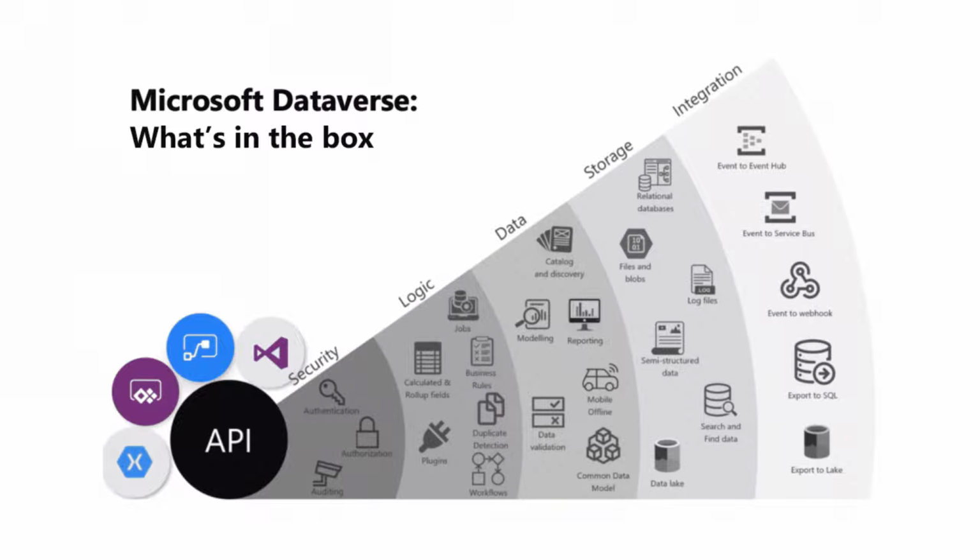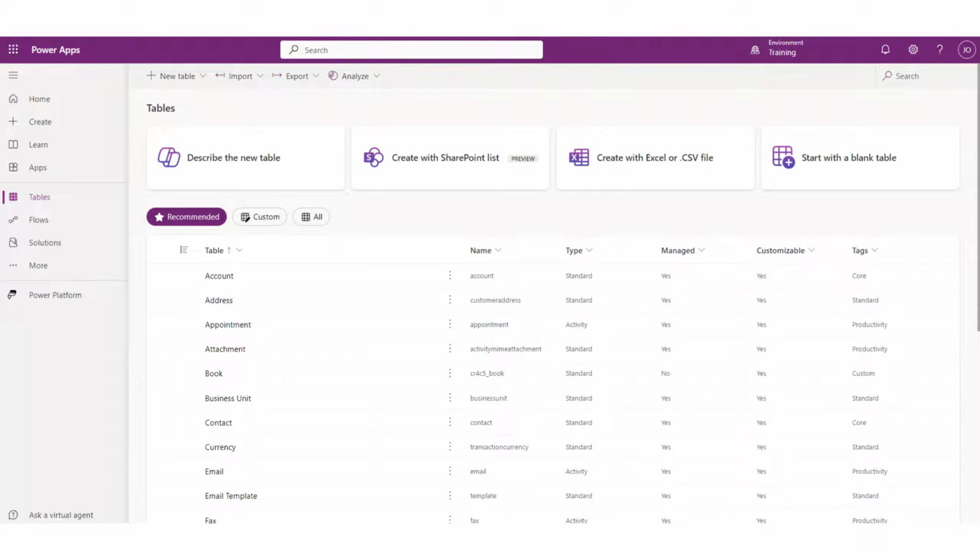So what are the Dataverse main features? As you can see here in this image, it has a security layer, a logic layer, a data layer, a storage layer, an integration layer, and an API for communication and integration. We will cover each of these throughout the video. I'm going to explain the concepts and also demo directly in Dataverse so that you can see it live in action. So let's talk about data and storage first.